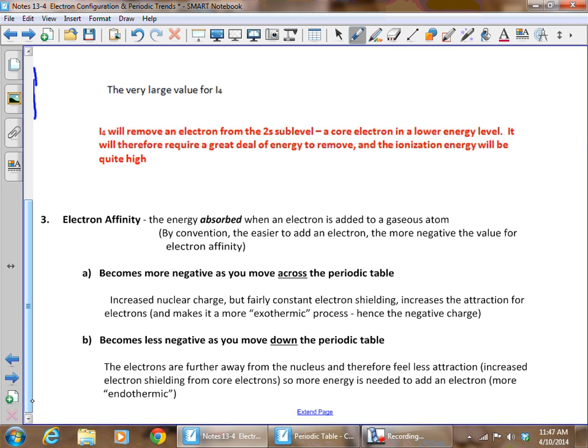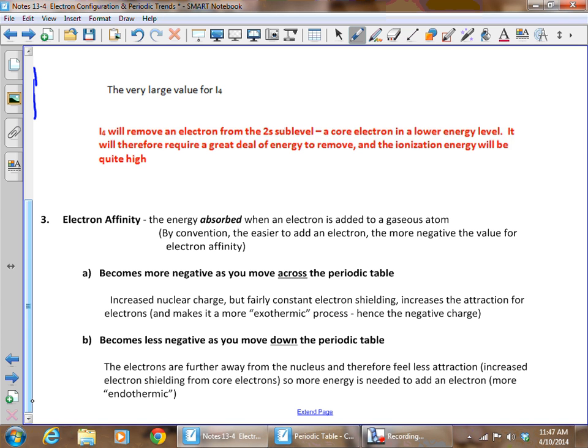Now, electron affinity is the energy absorbed when an electron is added to a gaseous atom. By convention, the easier it is to add an electron, the more negative the value for electron affinity. So remember, you're talking about energy being given off. So the negative doesn't really matter. It's how big that negative is that we're talking about.